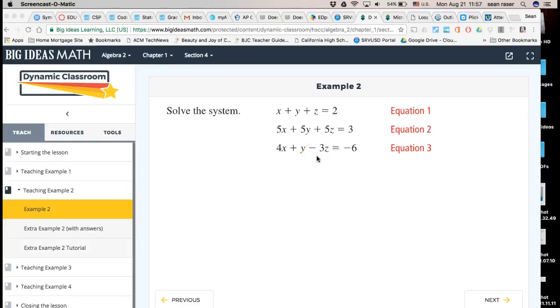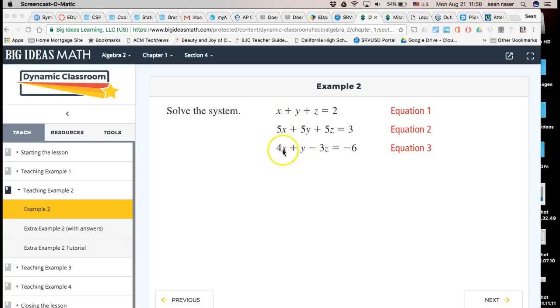Okay, here's the second video in 1.4. So we're going to look at another system here. If you remember, our steps are to create a new system with just two variables and two equations by eliminating one of the variables in this equation. So let's go ahead and look at first what we can do.